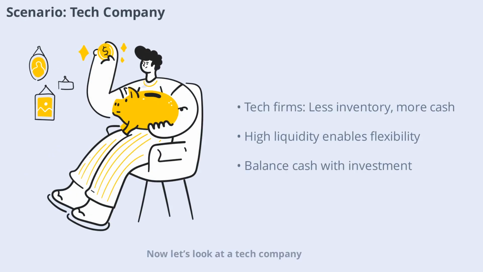Now let's look at a tech company. These businesses often have high quick and cash ratios because they hold less inventory and more cash or receivables. This strong liquidity position can be a competitive advantage, allowing them to invest quickly in new opportunities or weather downturns. However, holding too much cash can also mean missed investment opportunities. It's all about finding the right balance for the business model.